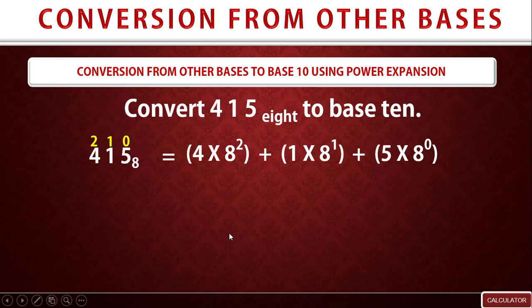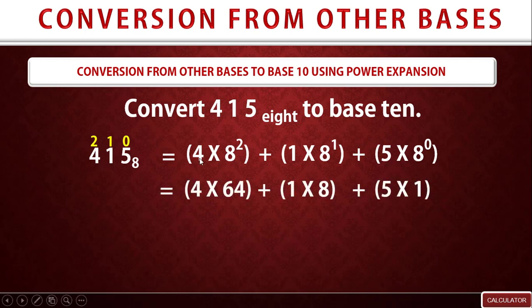Okay, the next thing to do now is, 8 squared means 8 times 8, and that should be 64. So that means we have 4 times 64 there, then plus 8 raised to power 1. That will give us 8, because anything raised to power 1 will still be that same thing. That's the reason why we have this 8 here.